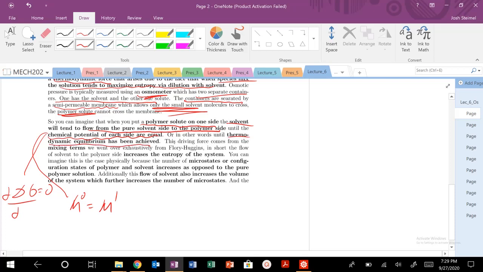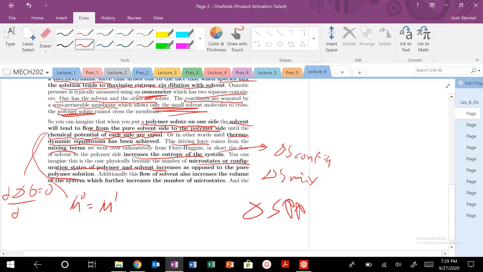So the driving force, again, comes from mixing. We want to increase the entropy of our system, the number of microstates or configurations. This is my delta S configurational, which comes from your delta S of mixing, effectively. We want to increase our number of microstates, because the microstates of the polymer and the solvent increase as opposed to the pure solvent and polymer solution. So again, it's favorable. Our delta S increases as we mix the solvent and polymer.